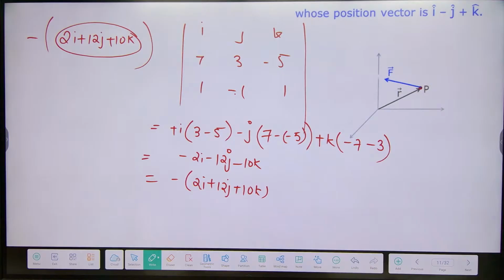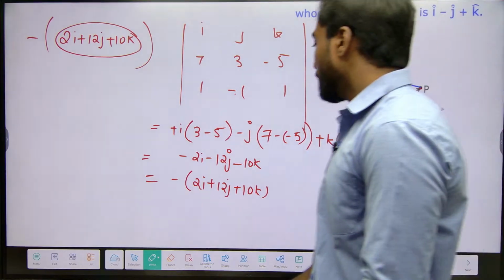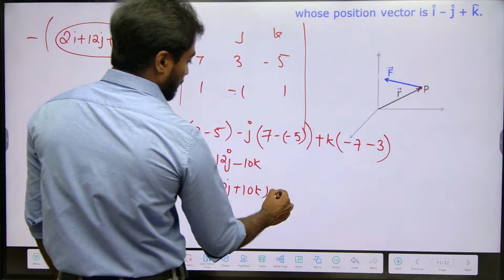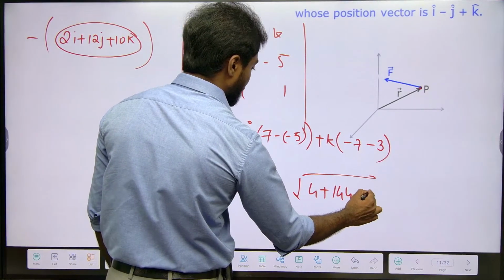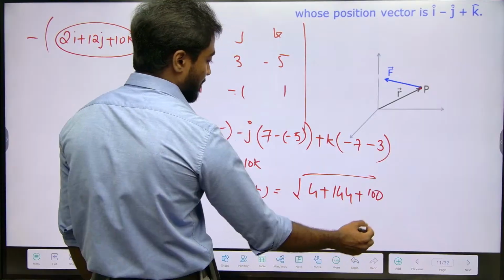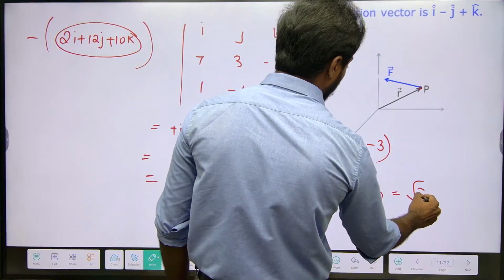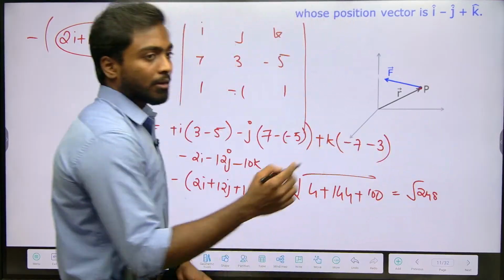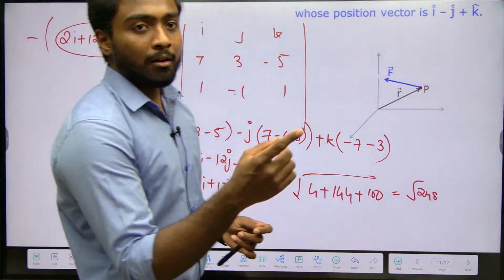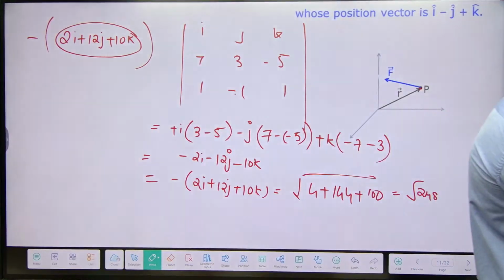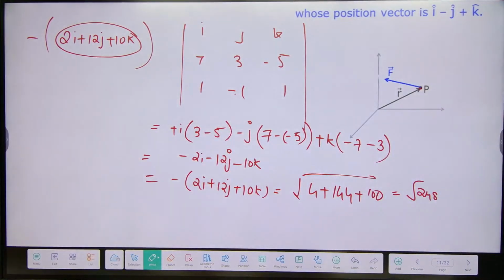If they ask for the magnitude, what should I do? Under root of 4 plus 144 plus 100, which is root 248. Okay. So what is the SI unit of torque? Force is Newton and distance is meter, so Newton meter.